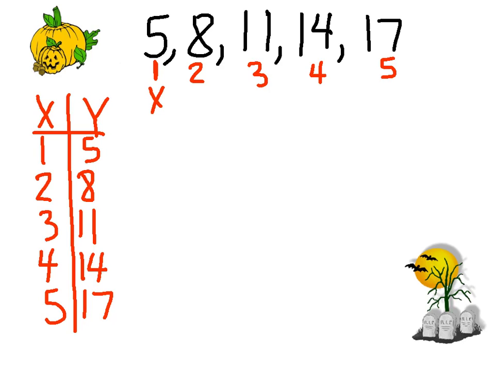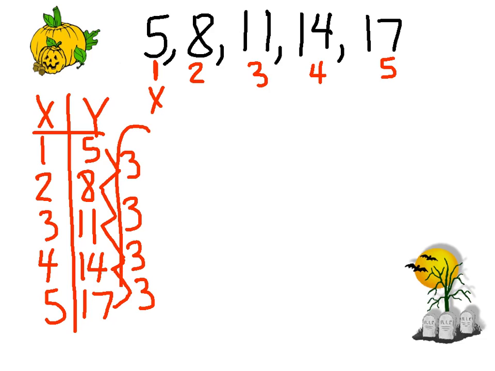Okay, to figure out what the function is, we're going to find the difference between the y values. So we're going to take 8 minus 5, it'll be 3. 11 minus 8 will be 3 again. 14 minus 11. And 17 minus 14. Okay, so since we have all the same number right here, that means we're going to have a function that looks something like y equals some number times x plus another number.